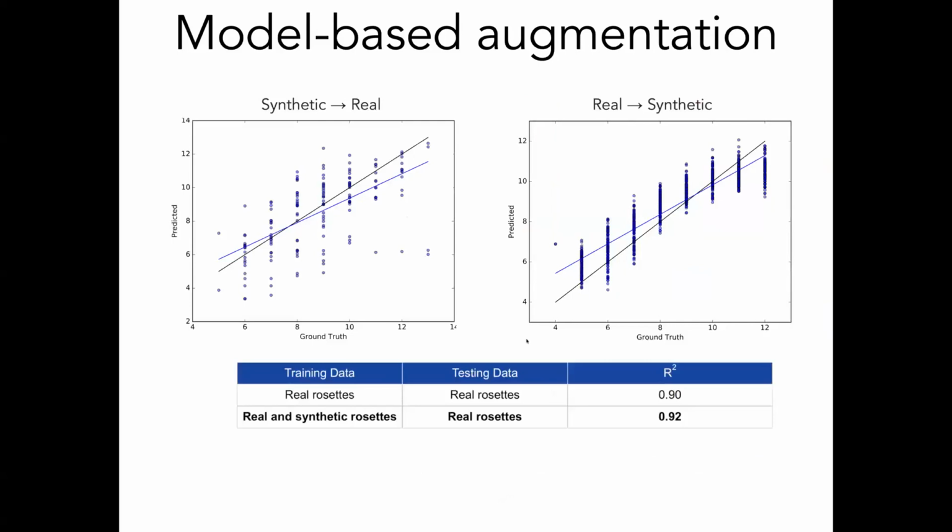So if we trained with just synthetic images and tested on the real rosettes, we had good results, and vice versa as well. So if we trained just on the real images and then tested on synthetic rosettes, we were able to count leaves quite accurately. And then the best results we found was when we mixed together real and synthetic rosettes, so the most training data we could get, testing on real rosettes, we had the highest correlations.